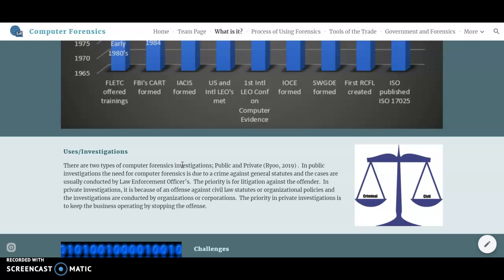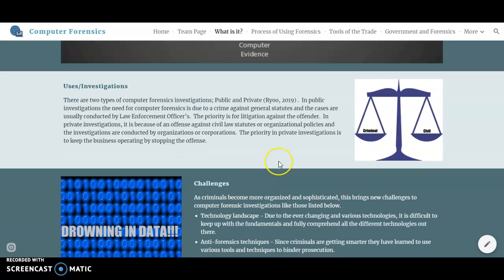Now, the civil side of it, civil investigations, are offenses against civil law statutes or organizational policies. So these are where you have your data breaches and theft of trade secrets, that kind of stuff. And the priority in these types of investigations is not so much prosecuting the offender, but making sure that the business stays open, while stopping whatever else is going on. So in data breaches, they want to make sure that they stop people stealing the information, but the business stays intact. So that's the difference in the two priorities.